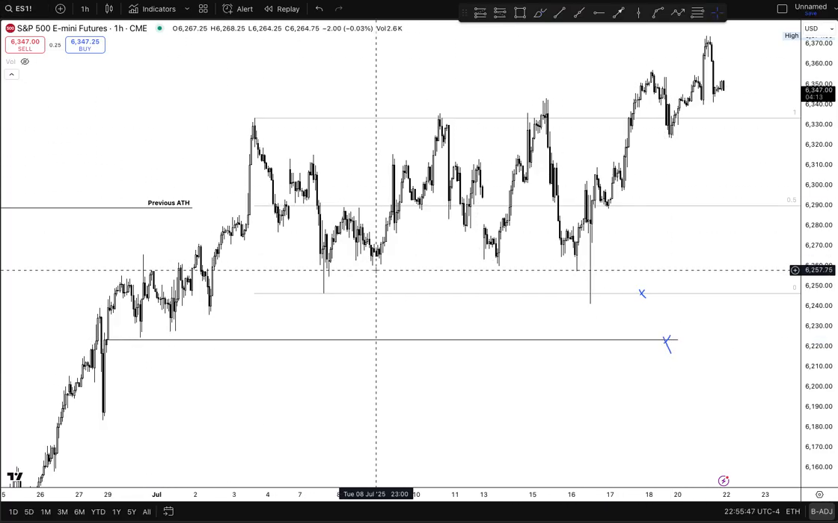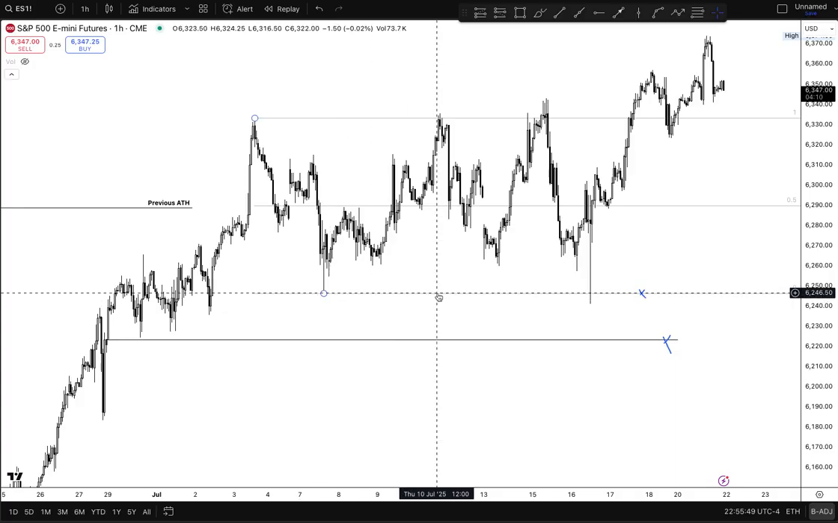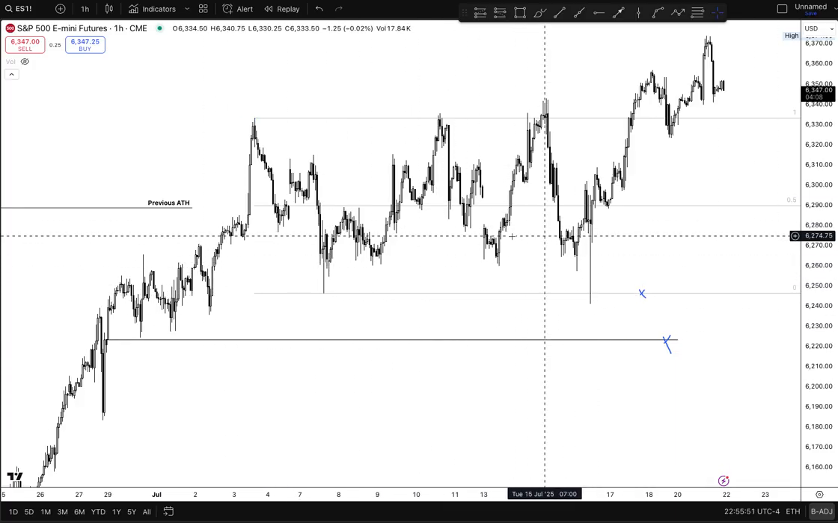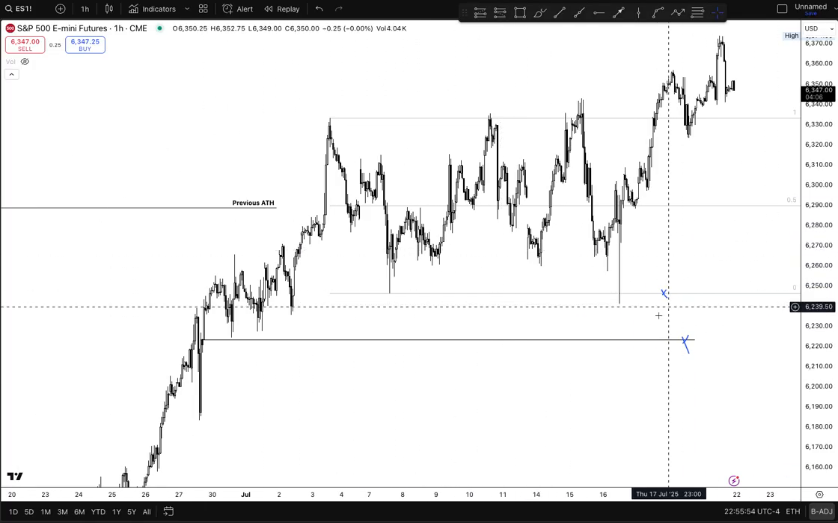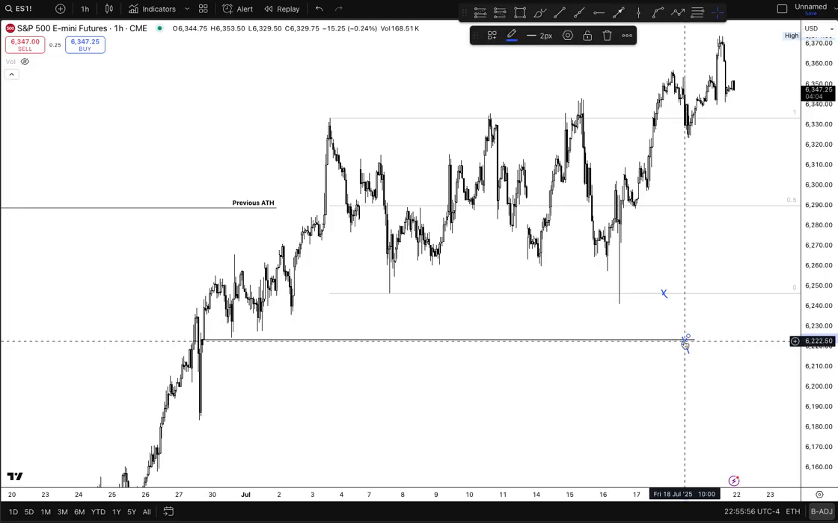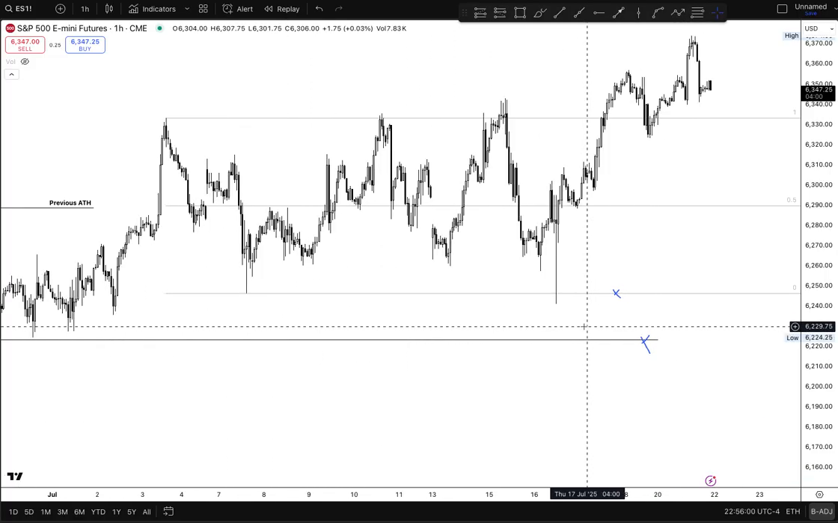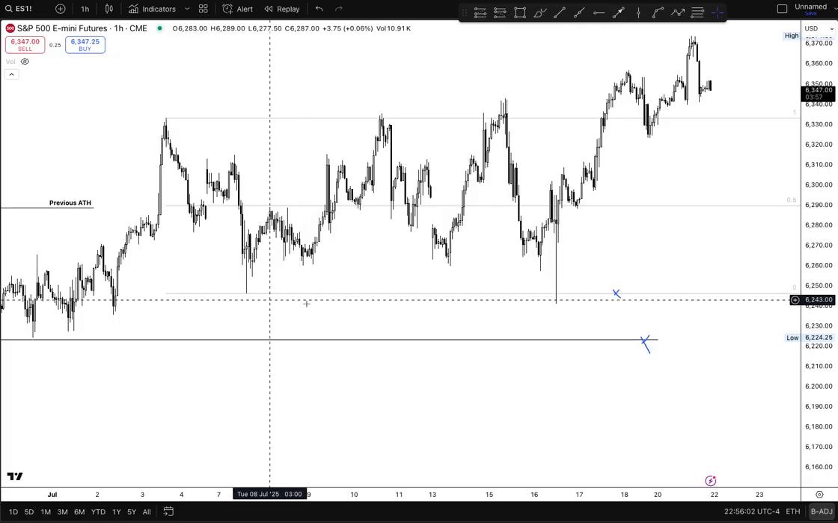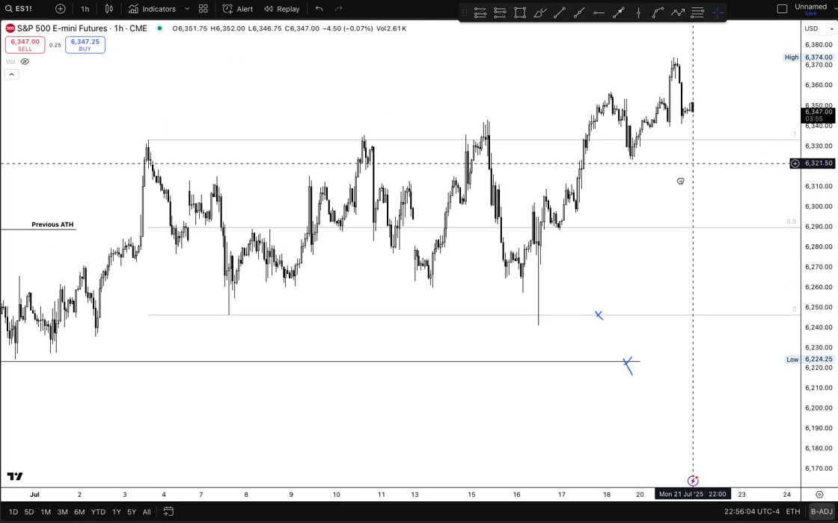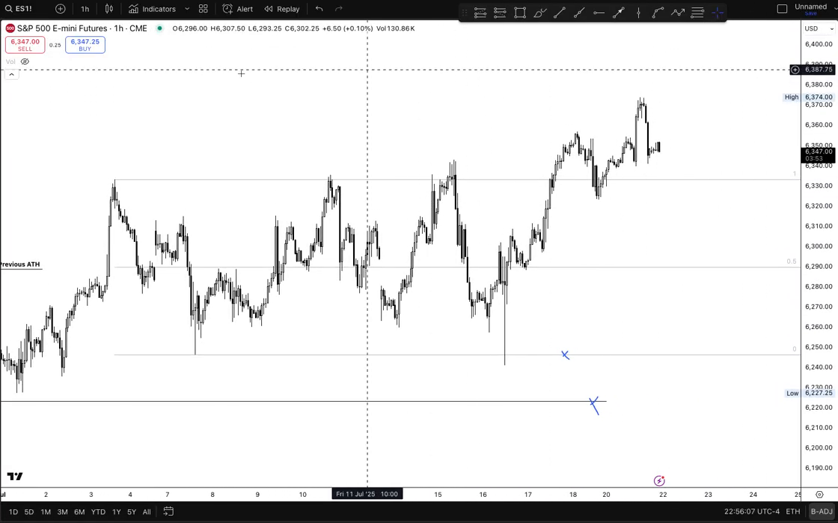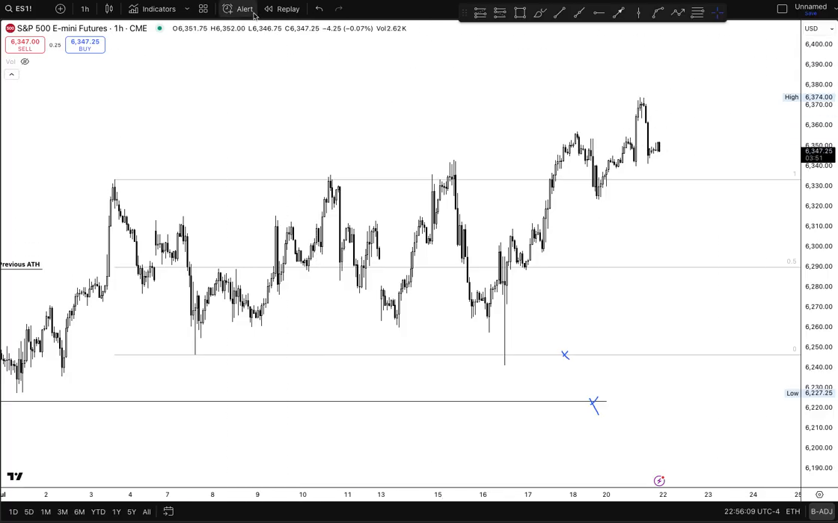So we took out the first objective by taking out this range low, and then we immediately reversed off that level. We didn't go for the weekly fair value gap, which was down here. We got an immediate reversal off of this range low here, and then you can see, market made a new all-time high there.